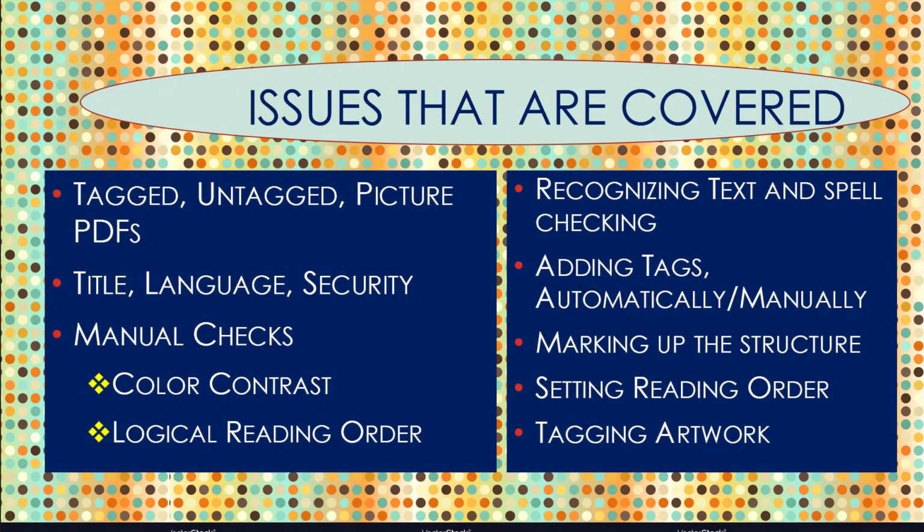The issues that we're covering in day one are the tagged and untagged and picture PDFs. We're going to talk about title, language, and security, we're going to talk about the manual checks, which are color, contrast, and logical reading order. We're going to talk about recognizing text and spell checking. We're going to deal with the tagging both automatically and manually. We're going to talk about how to mark up structure using headings and bookmarks. We're going to set up reading order on one file, and we're also going to talk about tagging artwork and images, graphics, and the like.